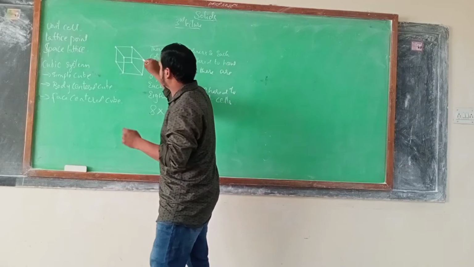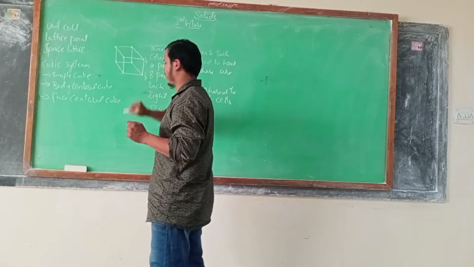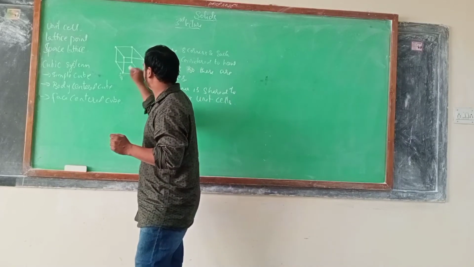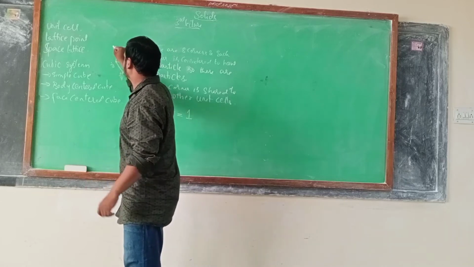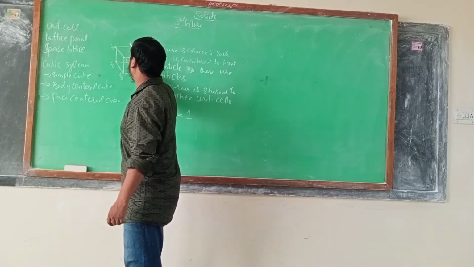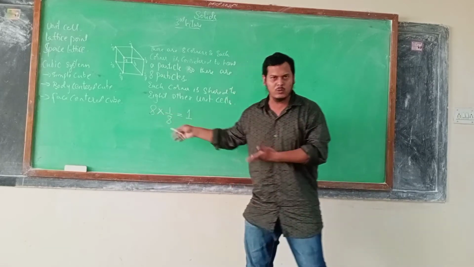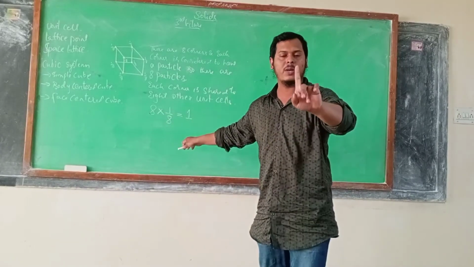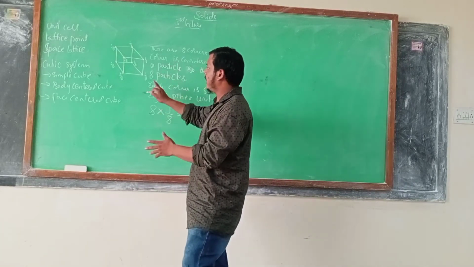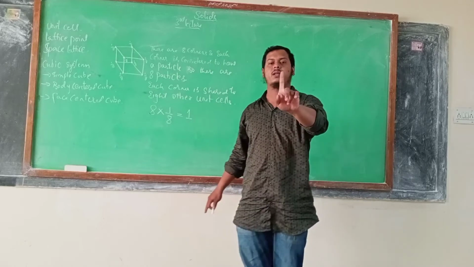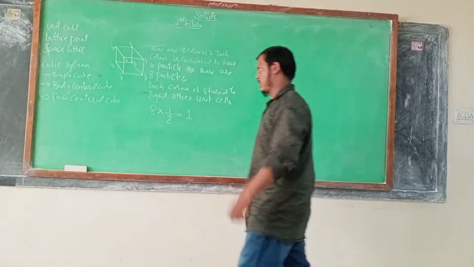So that means each corner has a share of 1 by 8. 8 times 1 by 8 will give me 1 particle. Yes or no? So it means that a simple cube will have only 1 particle. Keep in mind, a simple cube will have only 1 particle.